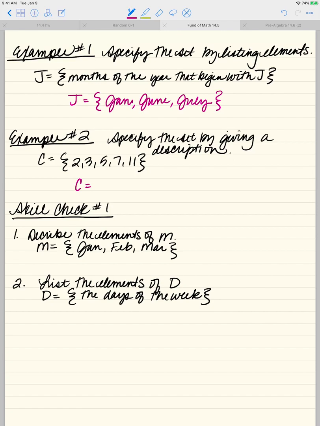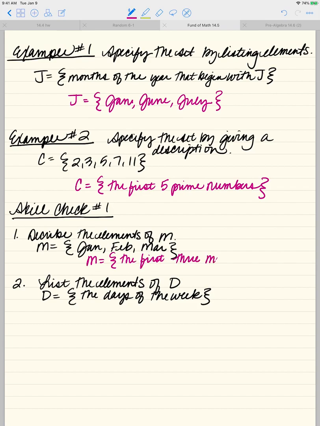So we would describe the elements of set C as the first 5 prime numbers. Okay, skill check number 1 says describe the elements of M. So we're given these 3 elements of set M, January, February, and March. What could we call that set, or how could we describe that set? M as a description would be the first 3 months of the year.